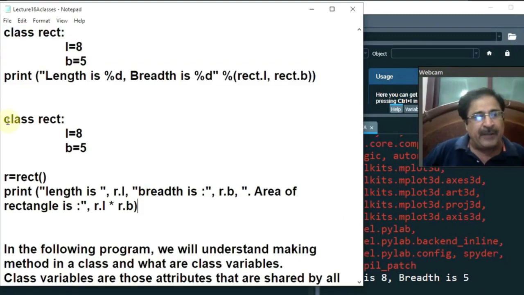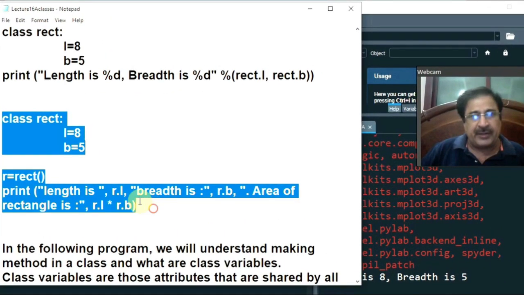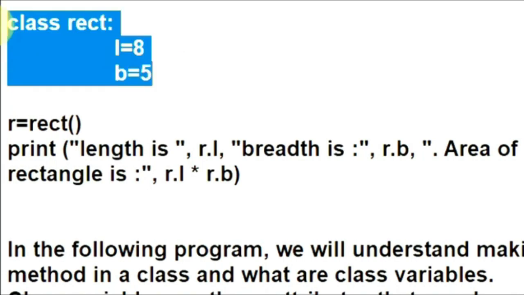Now in this program we learn how to make an object. Object or instance is nothing but the variable of a class, and when you create an object, a copy of an attribute and method is assigned to that instance or object. This is a class with two class attributes, length and breadth, initialized to values 8 and 5. There is no function, no print statement also.